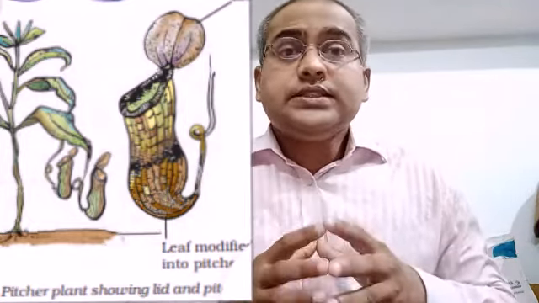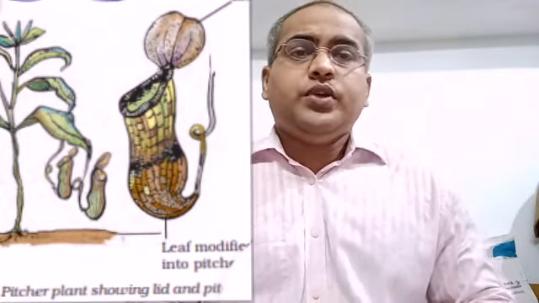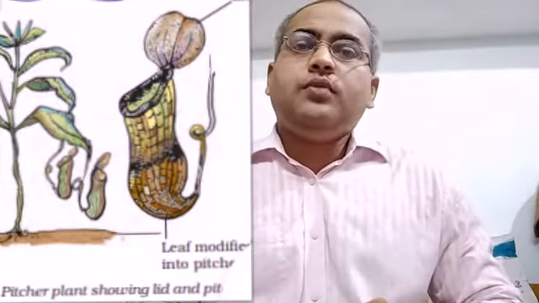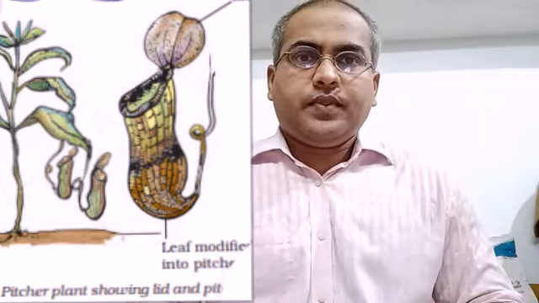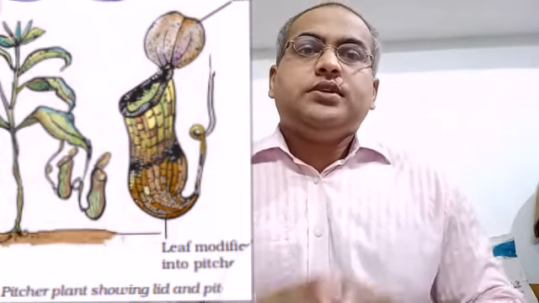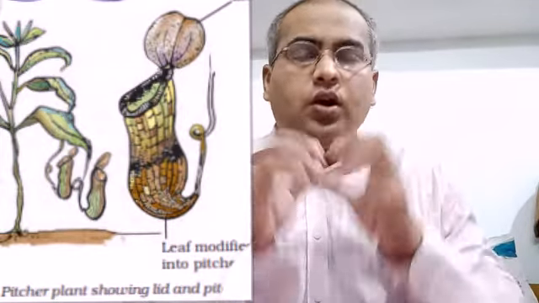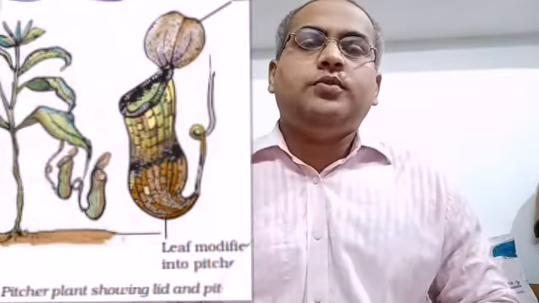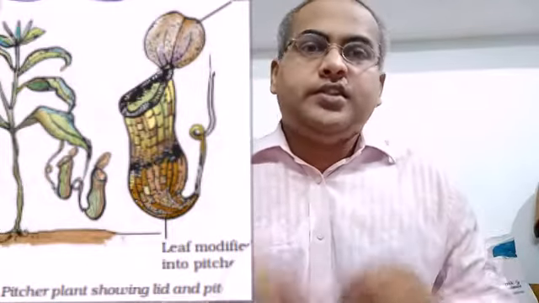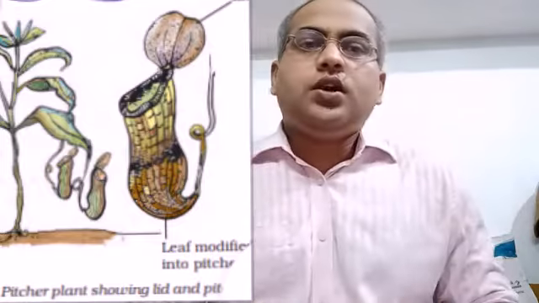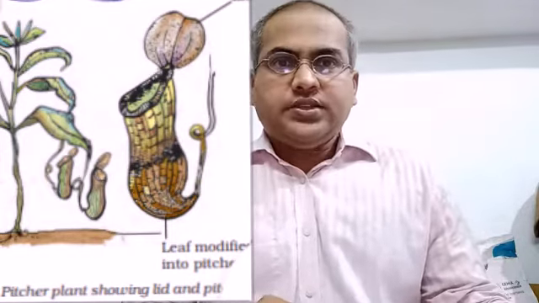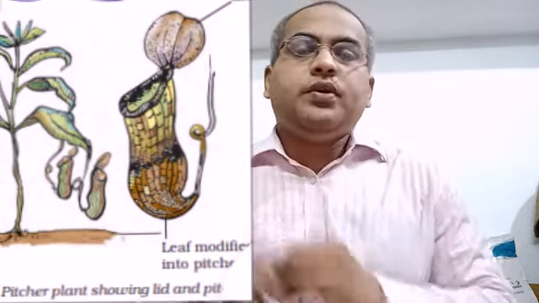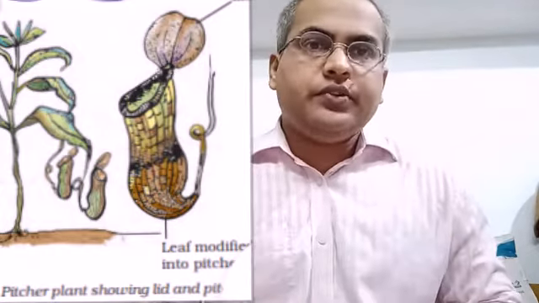This Cuscuta plant absorbs nutrients from that plant, and that plant is called the host. So this plant absorbs the food from the host and also hurts the plant. This plant is called a parasite. So this is one type of nutrition. You can say parasitic nutrition.